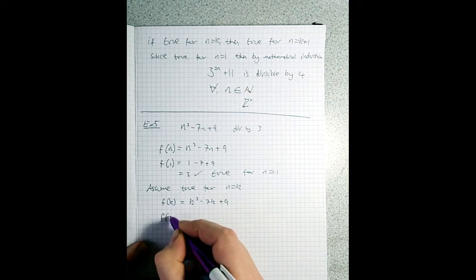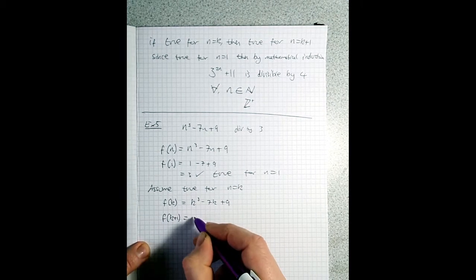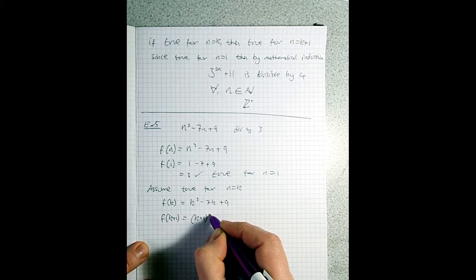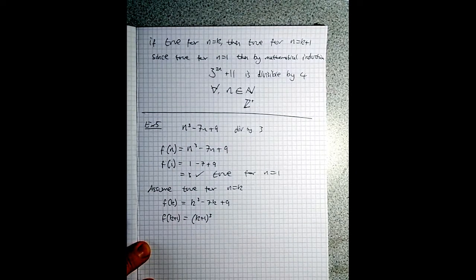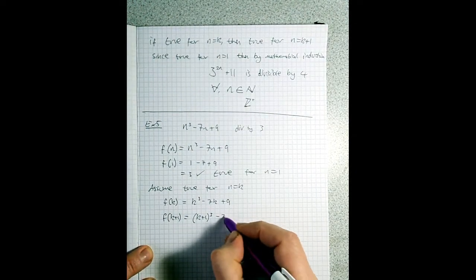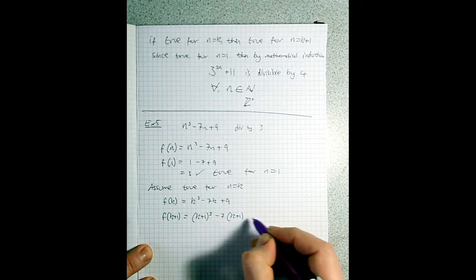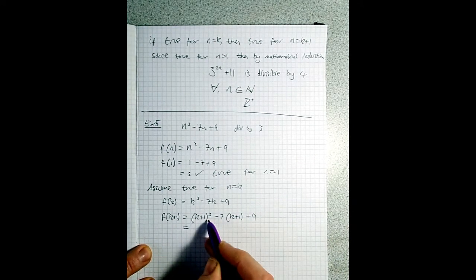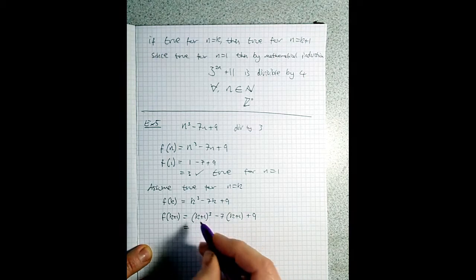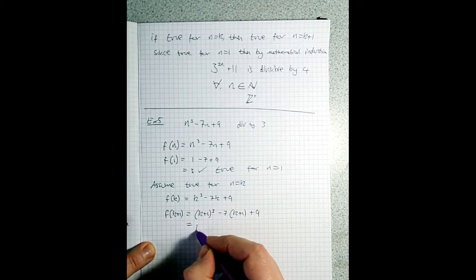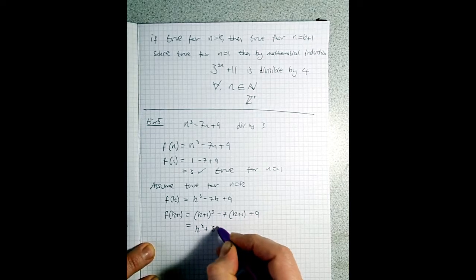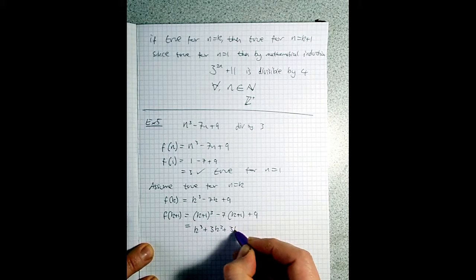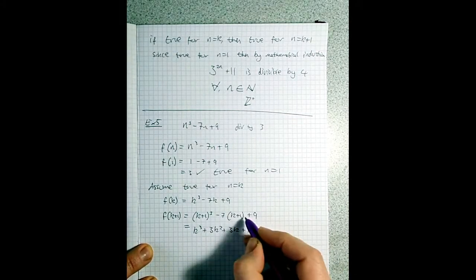So let's work out f of k plus 1. k plus 1 cubed minus 7 lots of k plus 1, plus 9. Binomial expansion. So if you haven't done that, just trust me. k cubed plus 3k squared plus 3k plus 1. Expand these brackets.